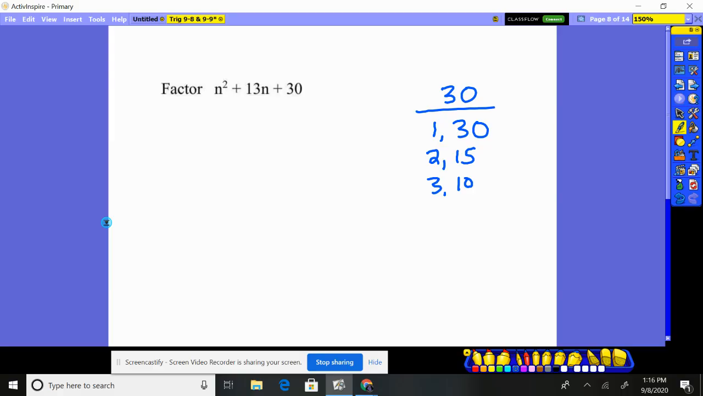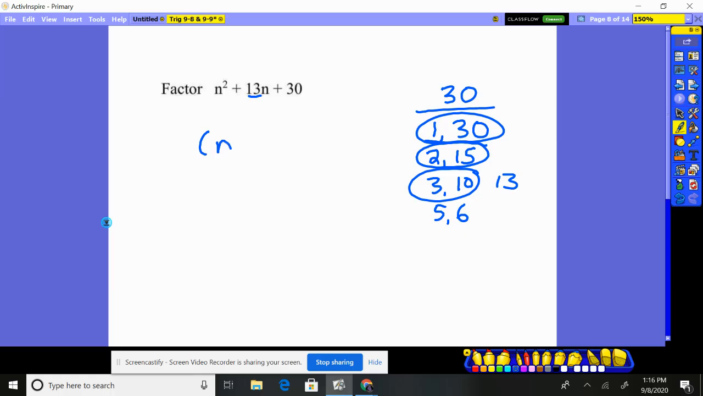4 times something? No. 5, yep, 5 times 6. There's nothing left between 5 and 6, so I know that I've listed all the possibilities. Now the middle number will be created by the sum of these. Well, the sum of that is 31. That's not working. The sum of that is 17. The sum of that is 13. Those are the numbers we want.